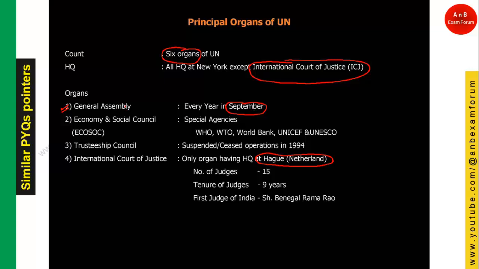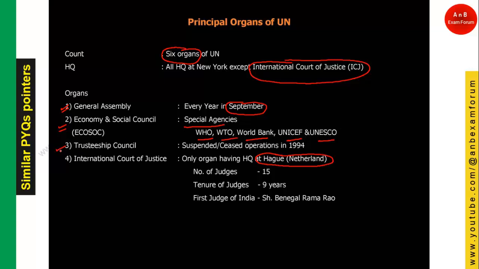After discussing in the General Assembly, they pass the resolution. The next one is the Economic and Social Council, known as ECOSOC. The terminology also suggests that it looks after the welfare of member countries, because of which there are specialized agencies of ECOSOC. Like WHO, WTO, World Bank, UNICEF, UNESCO: World Health Organization, World Trade Organization, World Bank, UNICEF, UNESCO. All these basically work under United Nations. These are the specialized agencies of the United Nations.